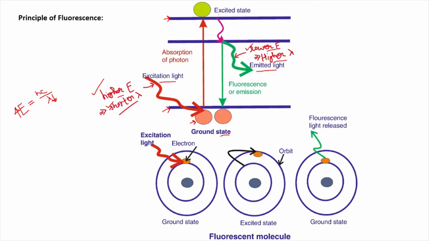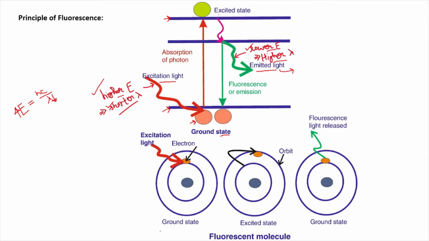Because I have already told you E is related to hc by lambda. So if E is lower, lambda will be higher. So this emitted light is actually the fluorescent light, and so the fluorescent light is always of higher wavelength than the absorbed light, but the fluorescent light is always at a lower energy level than the absorbed light. So this is the principle of fluorescence.